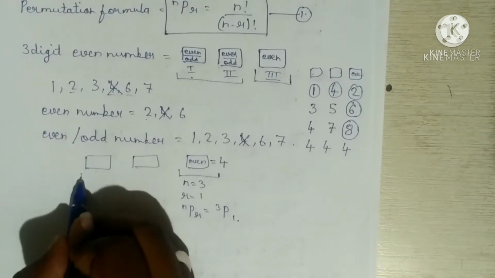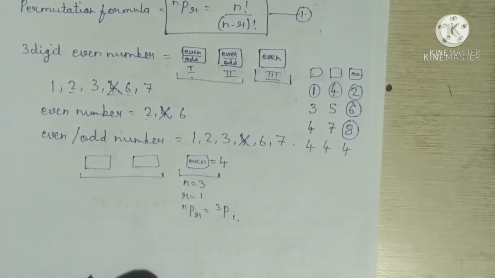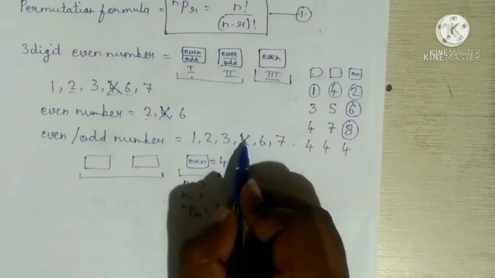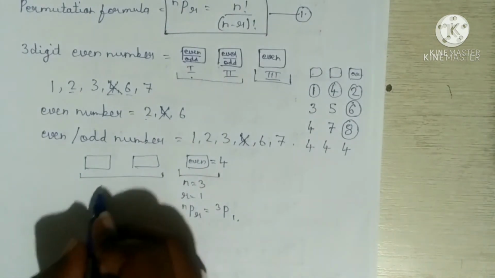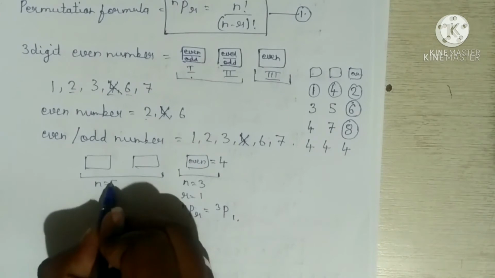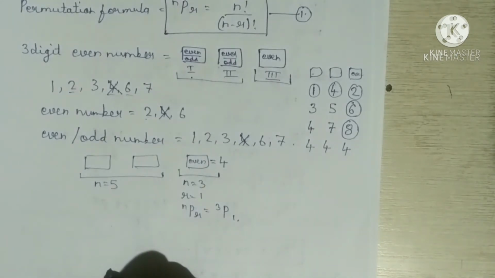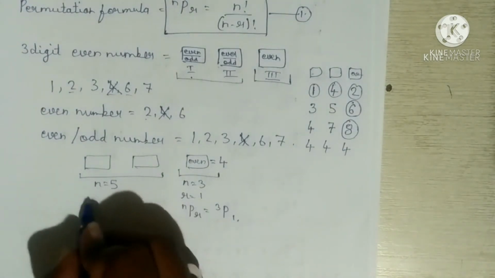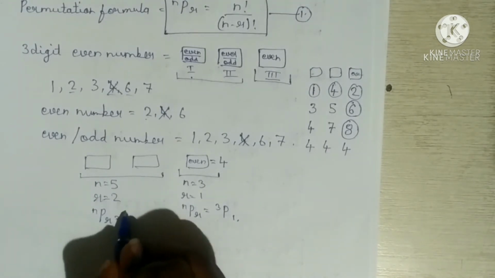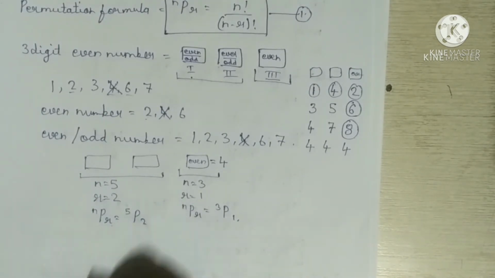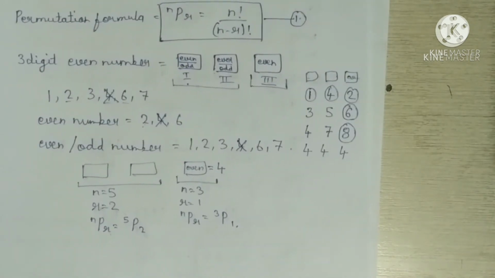Okay, next we need to find the first 2 digits. If 4 is cancelled, the number of terms, 1 2 3 4 5, even and odd both, means n is equal to 5. We need to find 2 digits, so R is equal to 2. nPr is equal to 5P2.